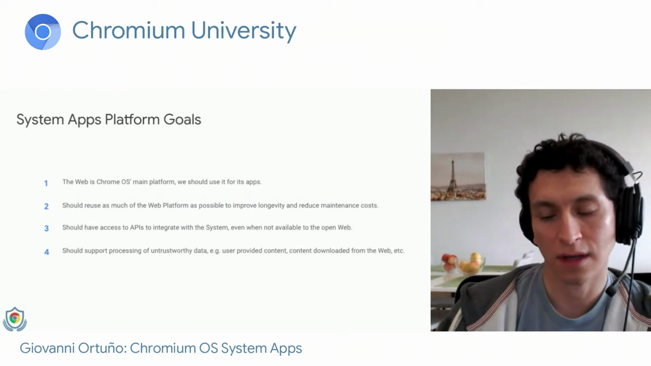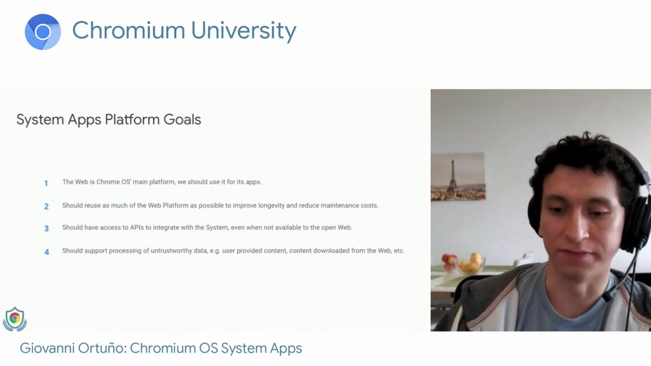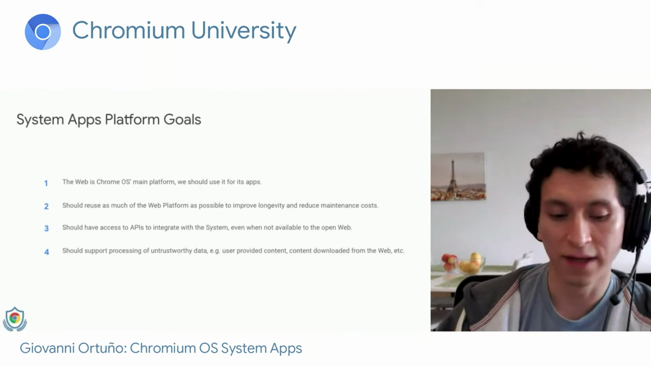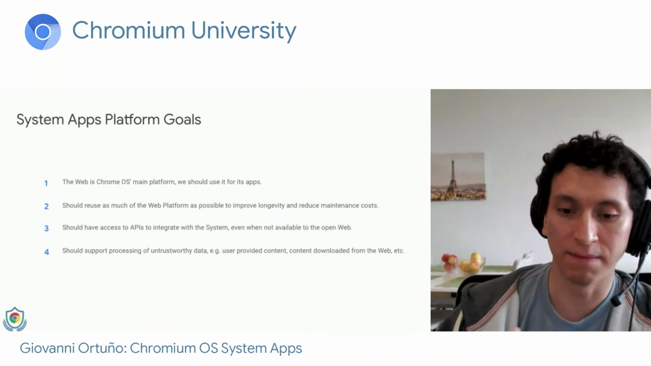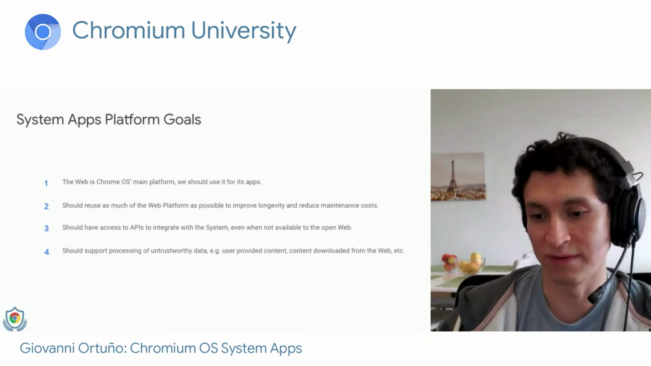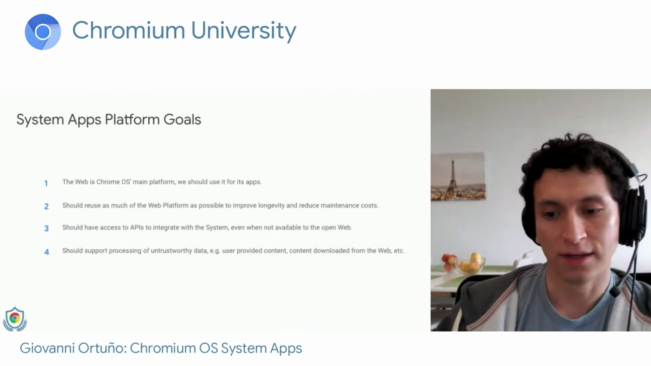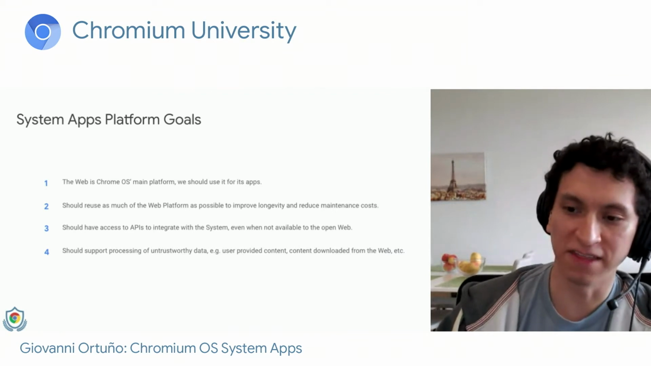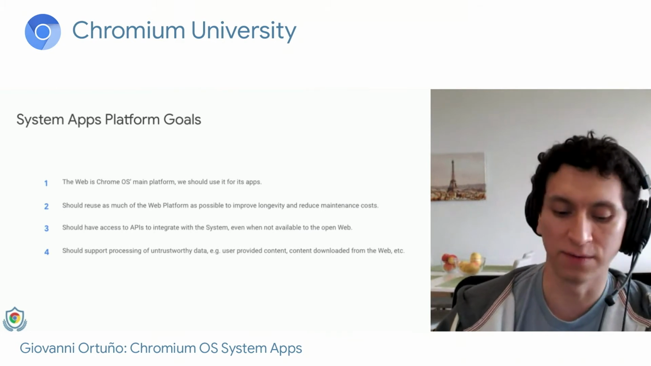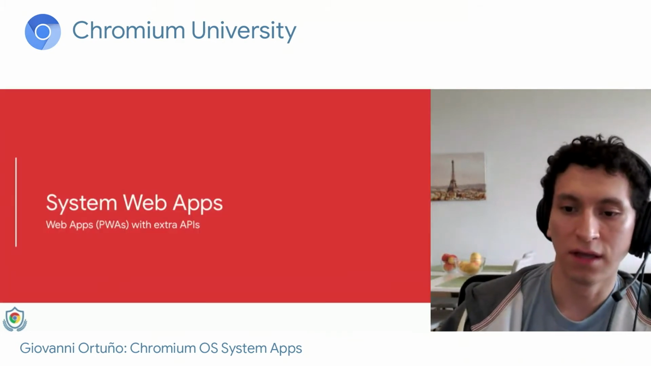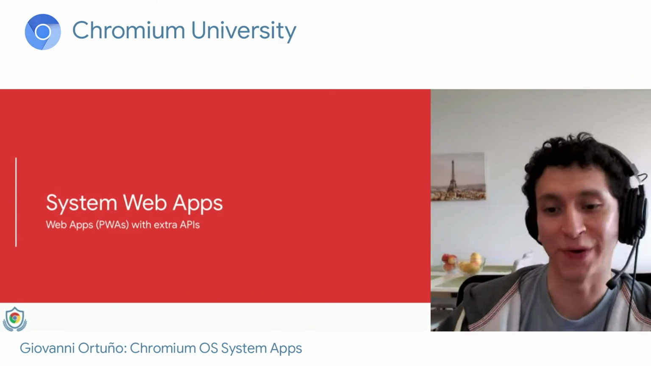And lastly, we needed a way to support processing of untrustworthy data. By that I mean things that are not shipped with Chrome OS, things that are not written by Chromium developers, like images provided by the user or content downloaded from the web. Up until now, we didn't have anything that's part of Chrome that needs to process untrustworthy data, so we needed to build something here as well. So with those goals in mind, we came up with a new platform and we called it System Web Apps.